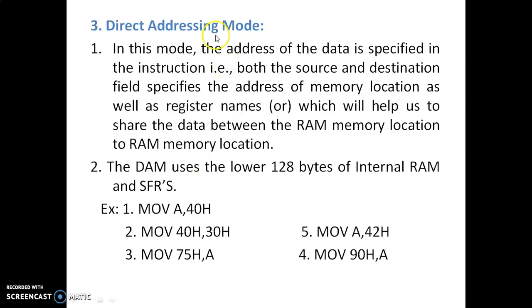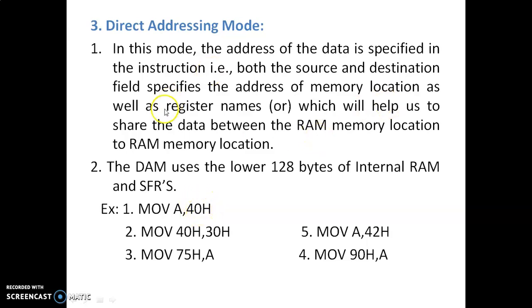Coming to the third one, direct addressing mode. In this direct addressing mode, if the instruction is a direct addressing mode instruction, both the source field and the destination field specify the address of a memory location as well as the register names. It can be a memory location address or it can be a register name. It can be anything. So you can write register names or a memory location address.